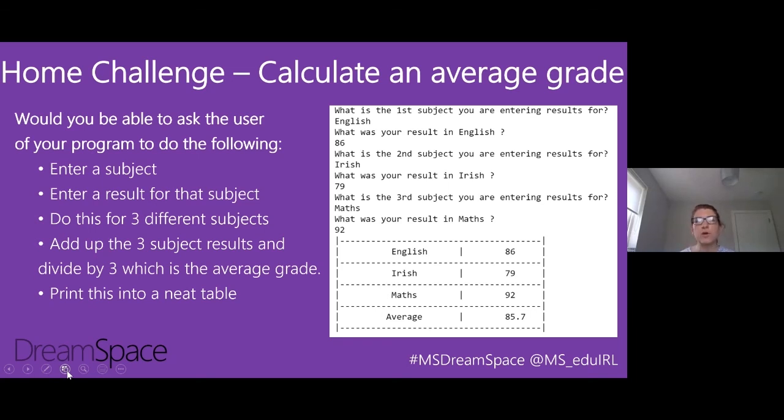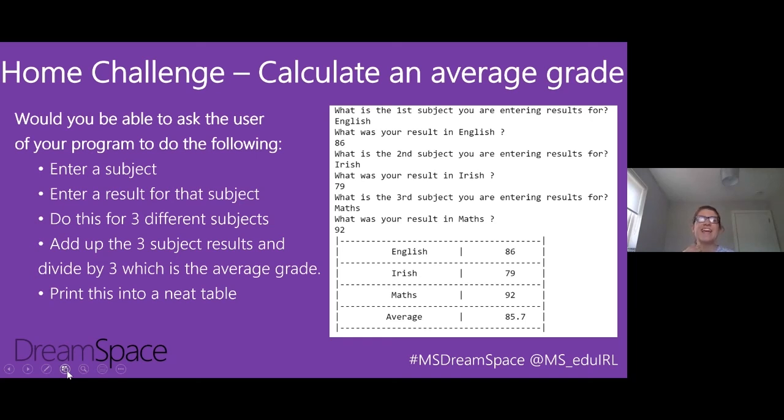So the first thing we want you to ask the user to do is enter the subject. So for example, in Damien's picture example on the right, the subject was English, okay? Then it was enter a result for that subject. So the next thing the user gets asked to do is to enter a result for the subject, and we enter our result. And in that instance, in our example picture, it was 86. Well done, Damien, great result in English. Yeah, I was doing well.